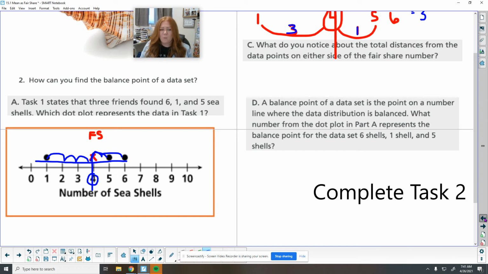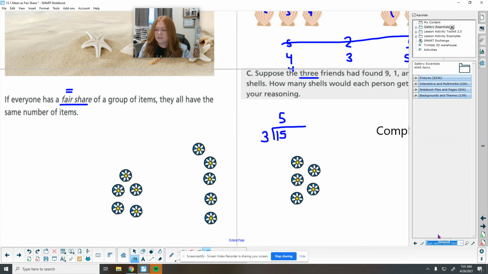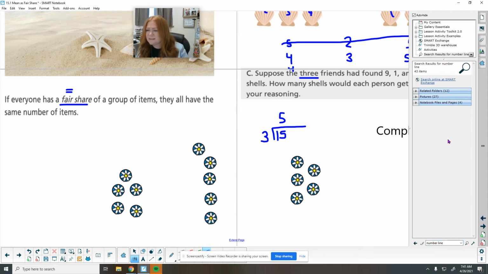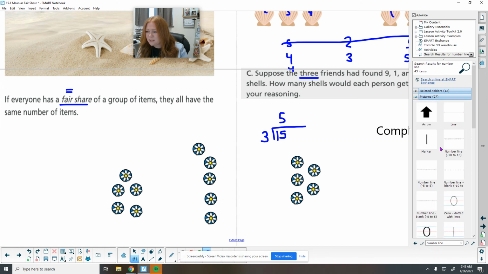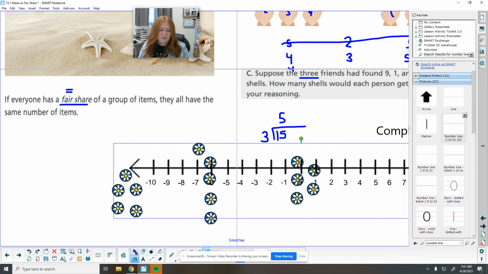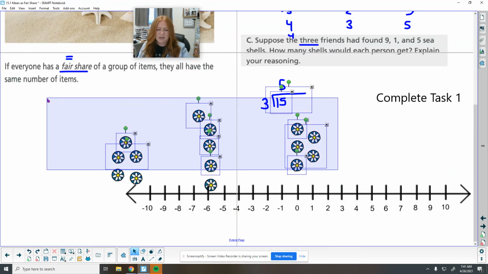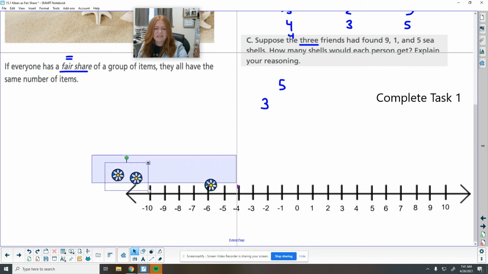Let's try one more of those. We had this other one that we did here. I'm going to quickly search up a number line so we can practice this other one. Let's get a number line. I don't want a blank one. Let's try 10 to negative 10. Here we go. Even though we don't have negative shells, that's probably my quickest one to grab. Let me get rid of a few of these things here.